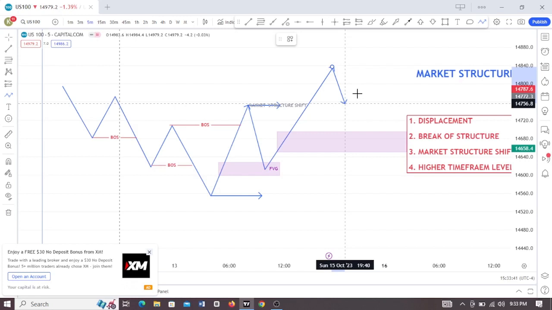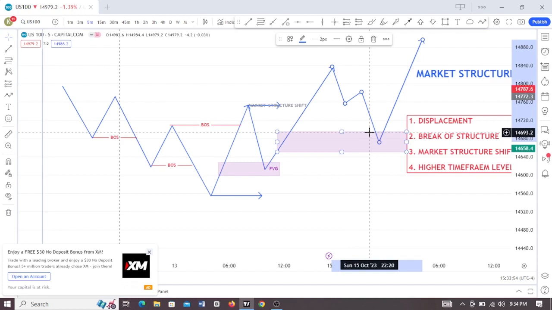When a displacement occurs over or below a swing high, a market structure shift happens. According to me, I have to see at least two broken highs or two broken lows before I can confirm that the market structure shift has occurred.